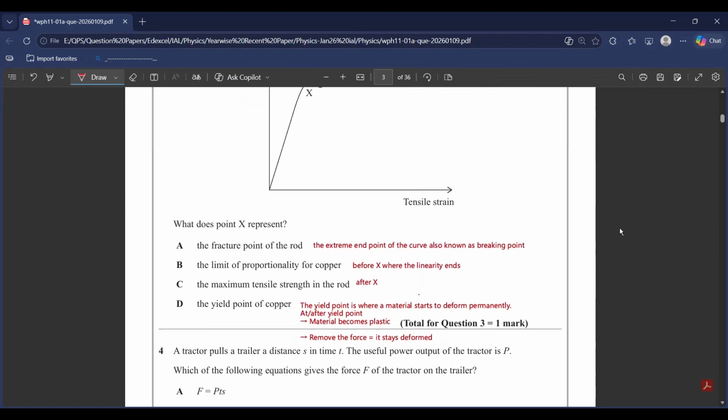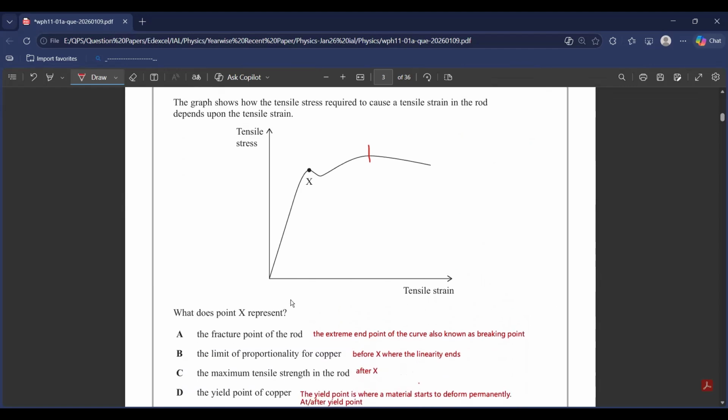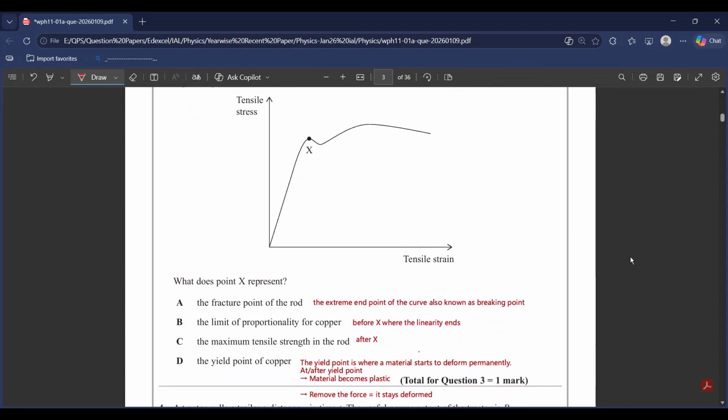Moving to the third question. A copper rod was placed under tensile stress and tensile strain in the rod was measured. The graph shows tensile stress against tensile strain. Which does point X represent? Okay, so let's analyze.